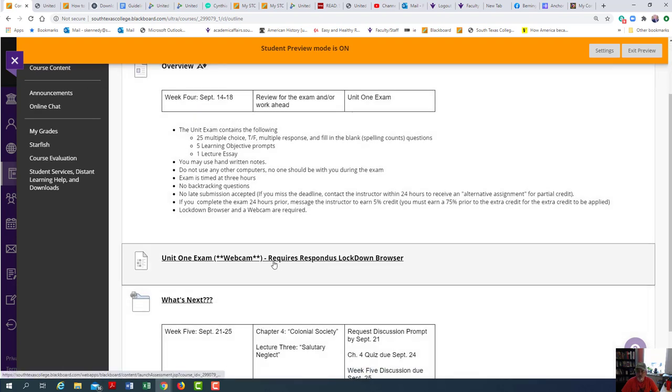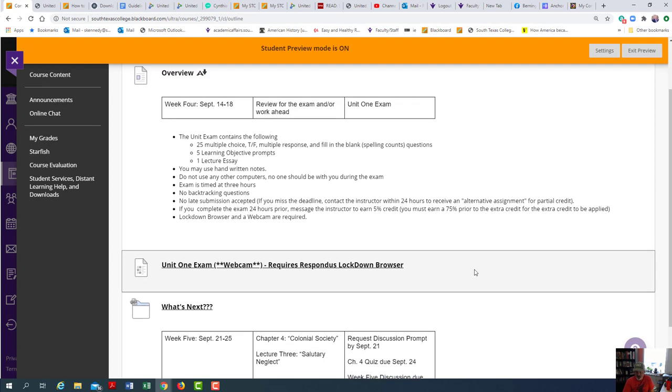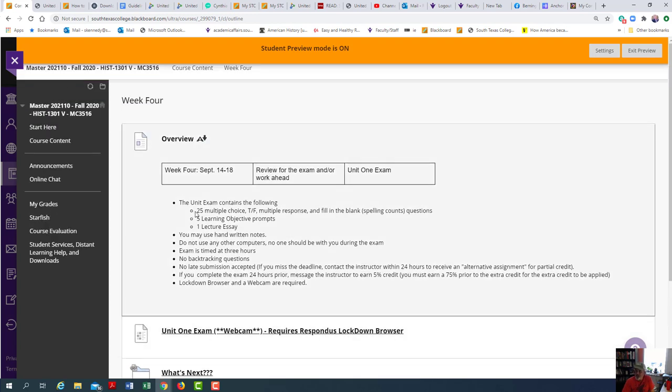Notice how it says webcam requires Respondus Lockdown browser, so be aware of that. You have to open up Blackboard through Lockdown browser, so you have to have that done ahead of time. And so to take the orientation exam, same thing. So by the time you get there, that should be pretty clear to you. But it's broken down again into 3 sections. There's multiple choice, there's learning objective prompts, which are the short answer questions, and 1 lecture essay.